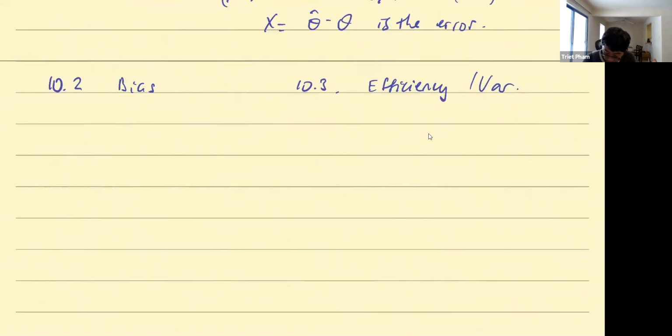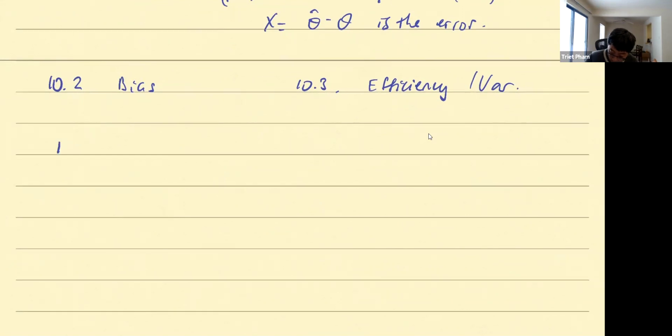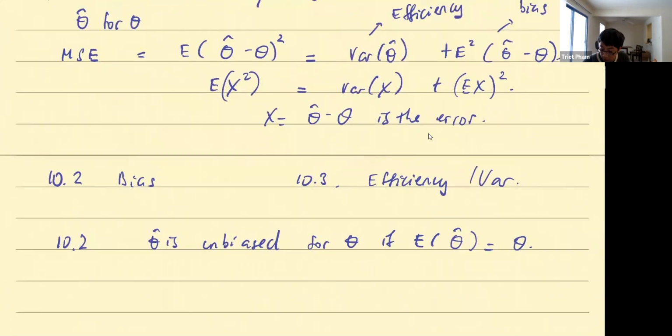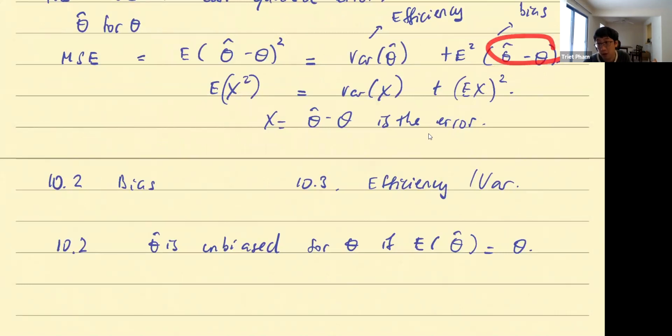So bias. There's nothing officially defined as bias because of the sign. I don't know if it's theta hat minus theta or theta minus theta hat, but the traditional definition of bias goes with unbiasedness. So 10.2: theta hat is unbiased for theta if the expectation of theta hat is equal to theta. In terms of what I'm writing here, that just means the bias is zero. So theta hat is unbiased for theta if the bias is zero. When it's biased, as far as I know, I'm not sure which sign it is, one way or the other. But who cares? If it's unbiased, then that's good. Otherwise, it's biased.